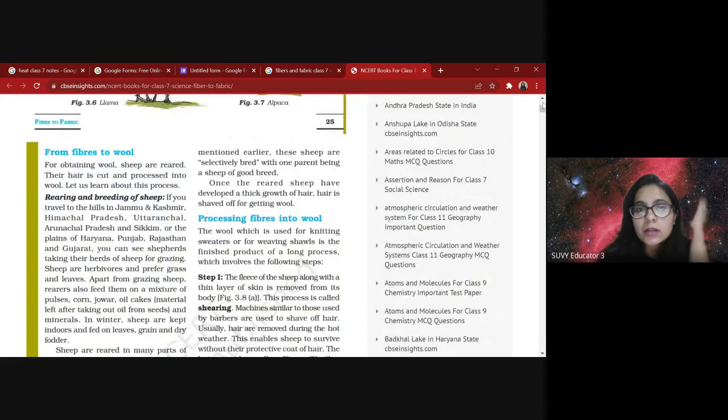Rearing is the process of obtaining fibers or wool from the sheep. It is called rearing, and the very first step of the rearing process is shearing. All the hair that covers the body is removed by heavy machines. That is called shearing. After that, we make fibers from these hairs.